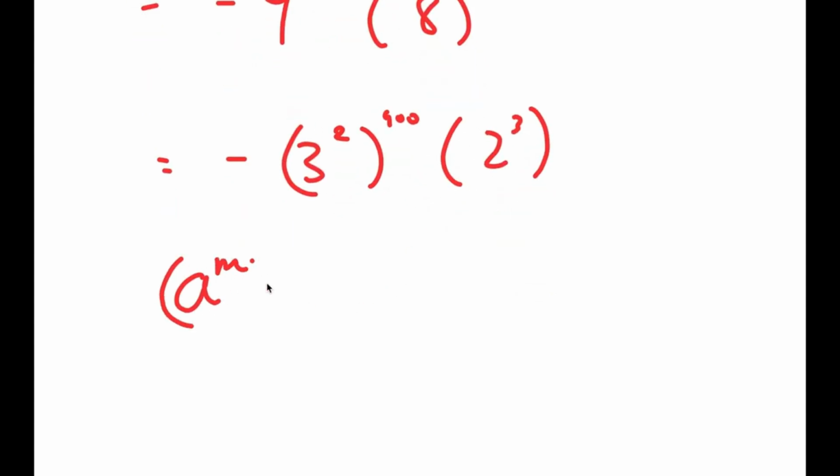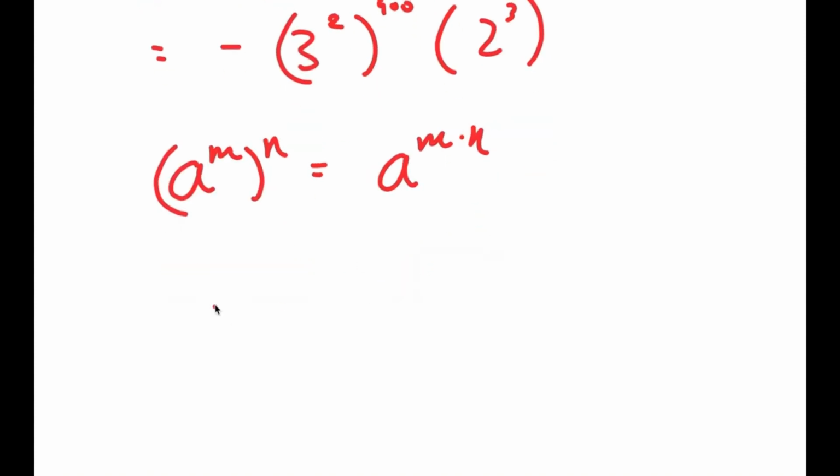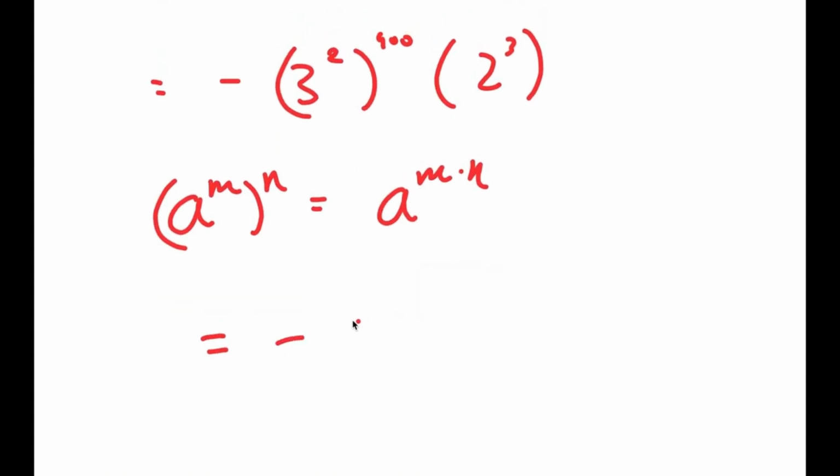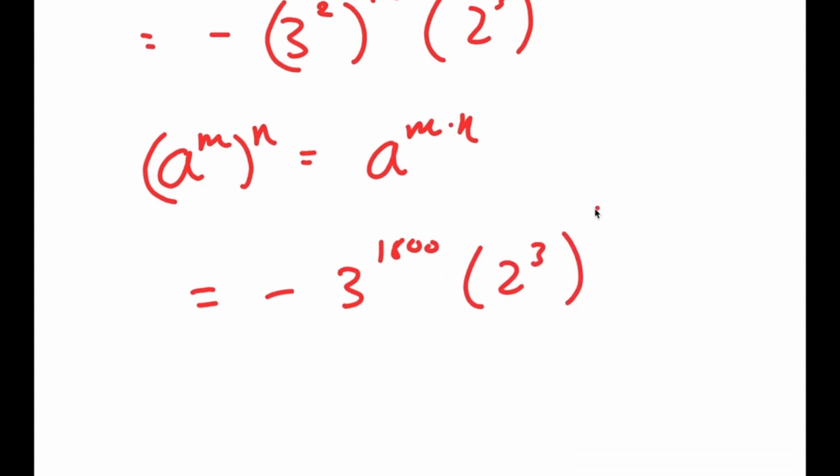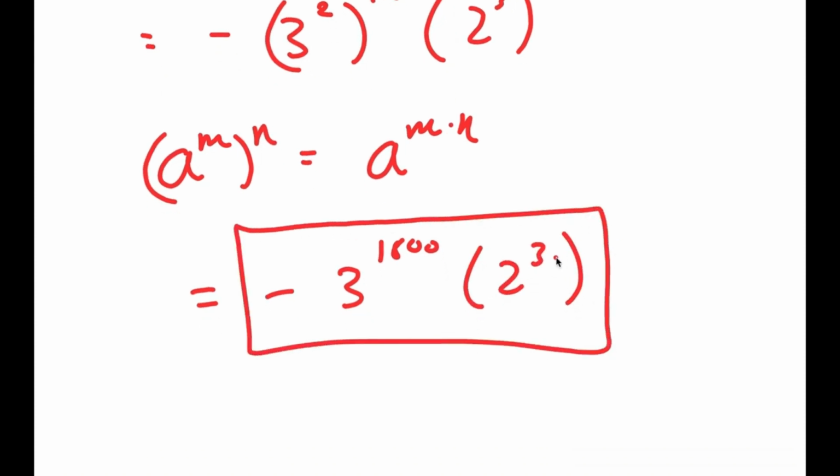So I'm going to use a quick exponential property that says that a to the power of m to the power of n is equal to a to the power of m times n, on 3 to the power of 2 to the power of 900. So I get negative 3 to the power of 1800 times 2 to the power of 3. So this is my final solution to this equation.